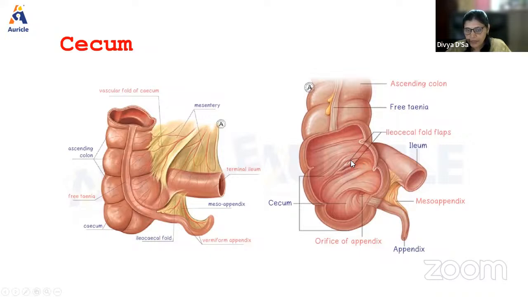This orifice is guarded by a valve, which consists of an upper lip and a lower lip. The upper lip is more horizontal, whereas the lower lip is concave. These valves guard the ileocecal orifice. There is one more opening, which is called the appendicular orifice, where the cecum leads to the appendix. It is a small circular opening, about 2 centimeters below and slightly behind the ileocecal orifice. This also is guarded by a semicircular valve, and that valve is known as the valve of Gerlach.